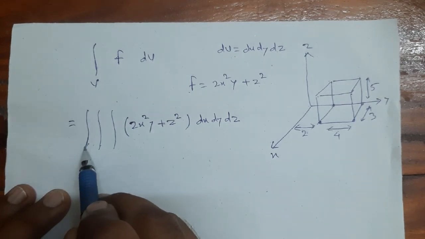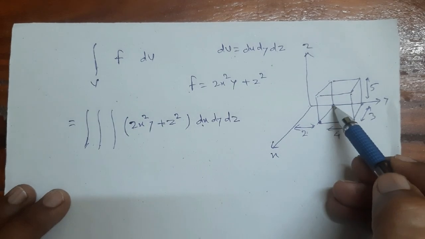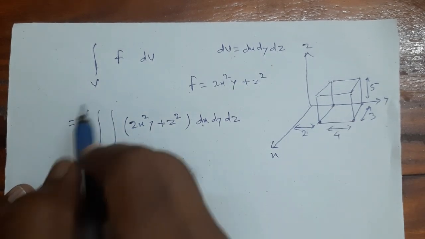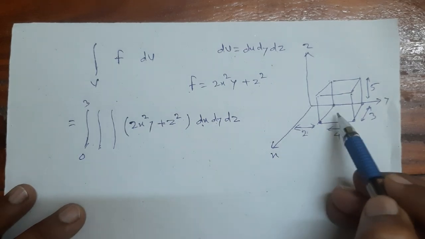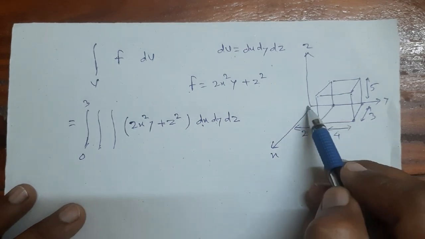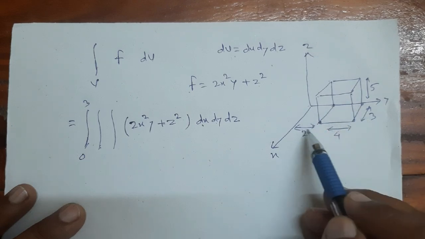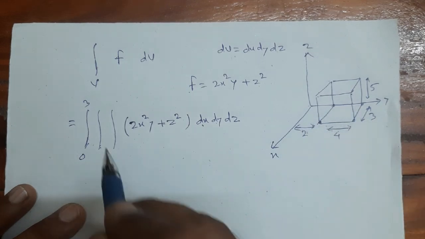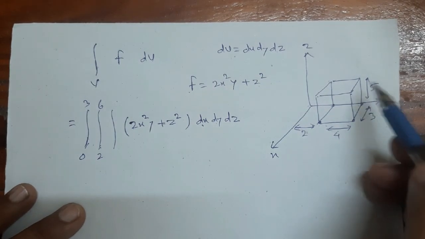Therefore, the first sign represents the integration over x, and our x varies from 0 to 3. Second is for y, and y will not vary from 0 to 5 or 4. It varies from 2 to 6. See, this is 2 plus 4. Therefore, it is 2 to 6. And our z varies from 0 to 5.